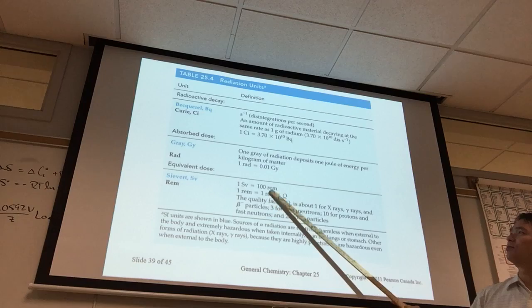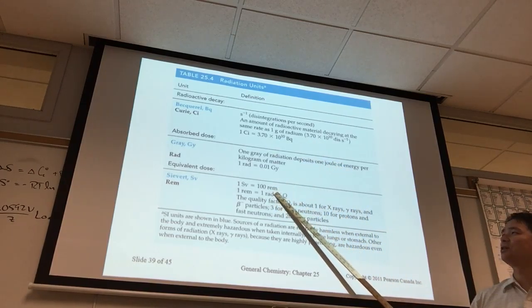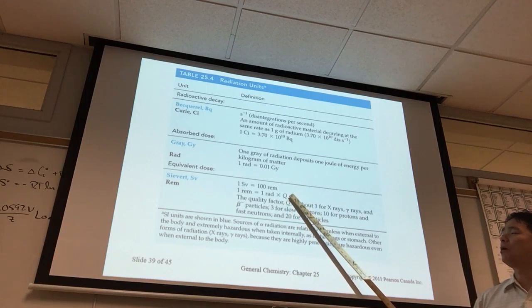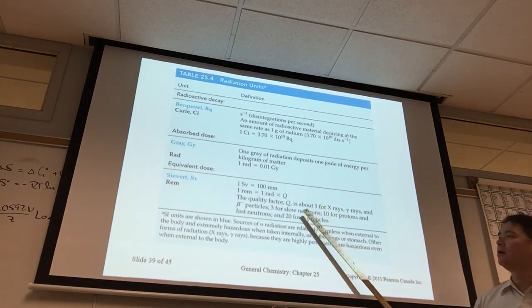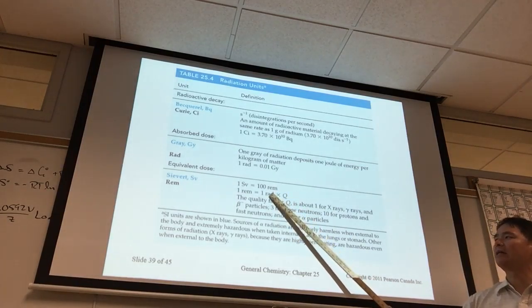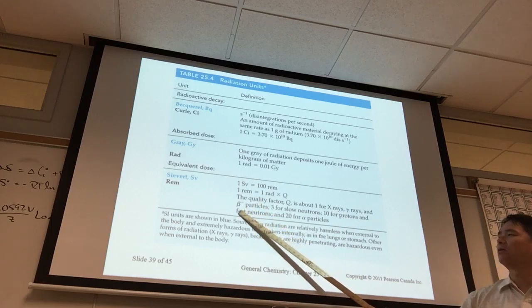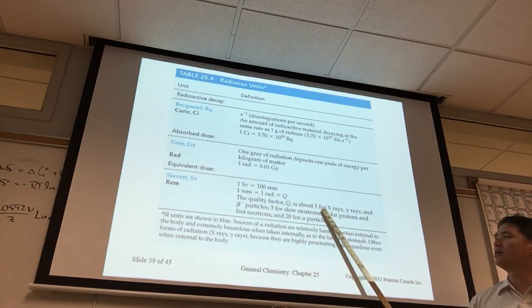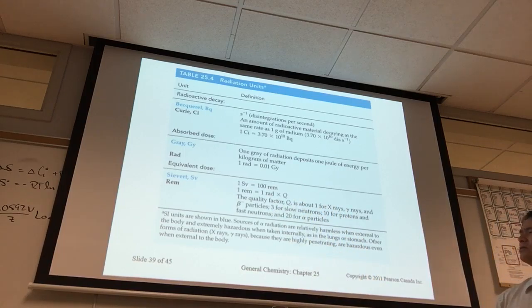So what you do is you take your rad. Let's say you've been exposed to 10 joules of radiation. Then you multiply by the quality factor. The quality factor for X-rays and gamma rays is 1, so 10 rad is 10 rem. For beta particles, it's also 1, so that doesn't do much.